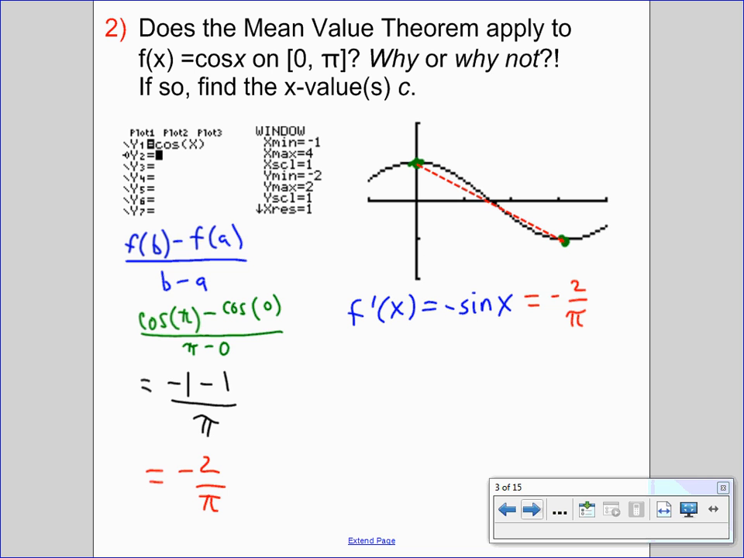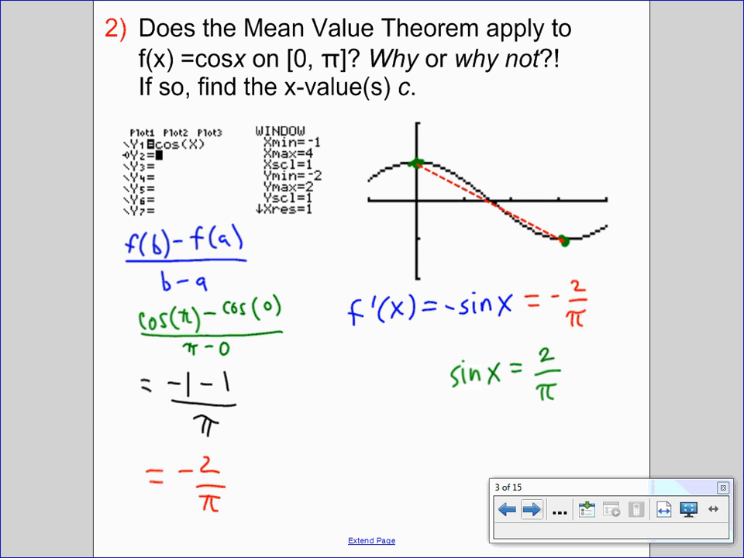Is equal to the slope of the secant line, negative 2 over pi. So let's go ahead and solve. We know if negative sine of x equals negative 2 over pi, we're looking to see where sine of x equals positive 2 over pi. And 2 over pi is about 2 over 3, about 0.6, 0.5 something. And so we know that this definitely has solutions, and we want to see where they are.